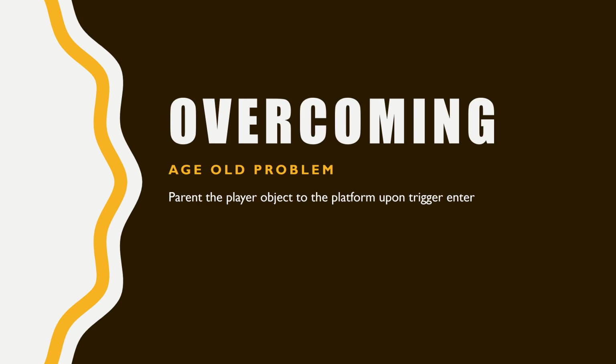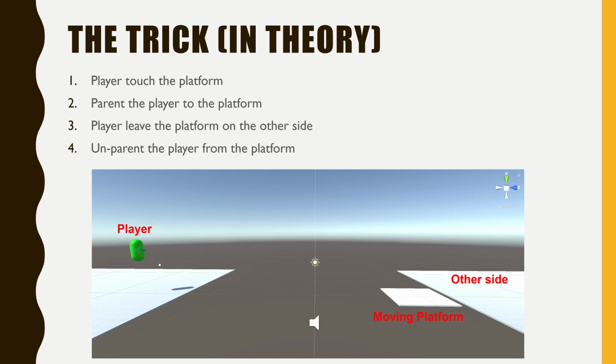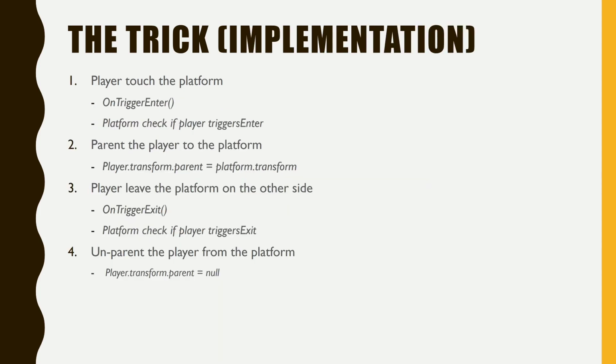Basically, the solution is just to parent the player to the platform. When you touch the platform, you parent yourself onto the platform, and when you touch the other side of the level, you unparent yourself from the platform. So that's kind of the theory, the four things you have to do.